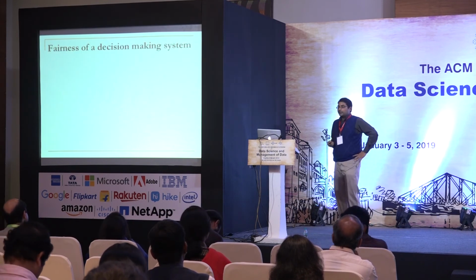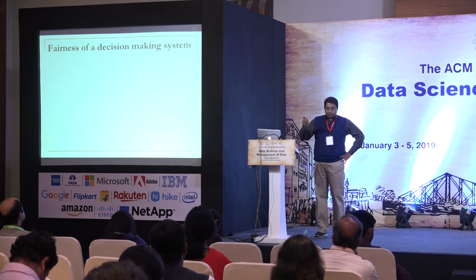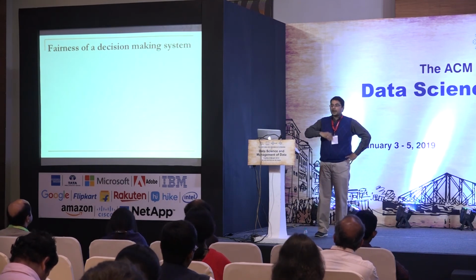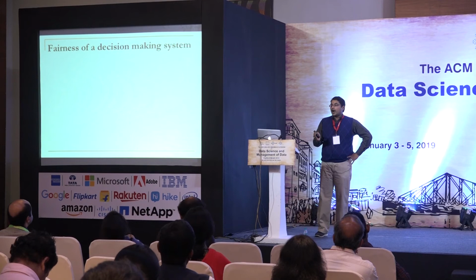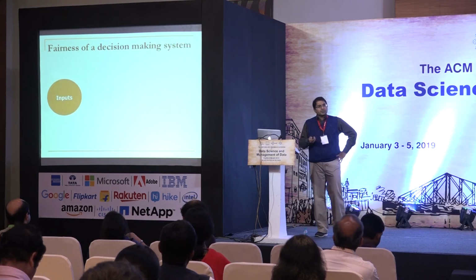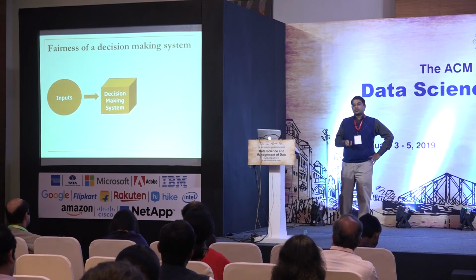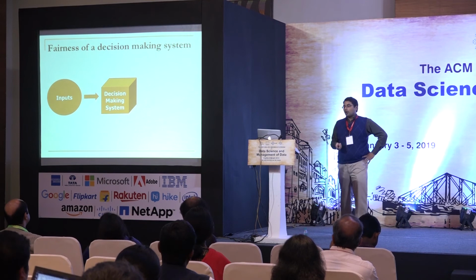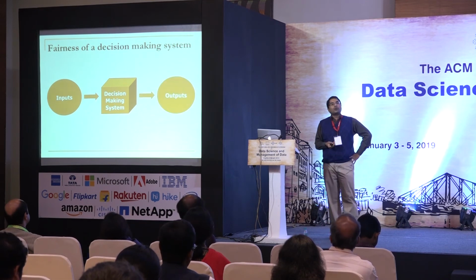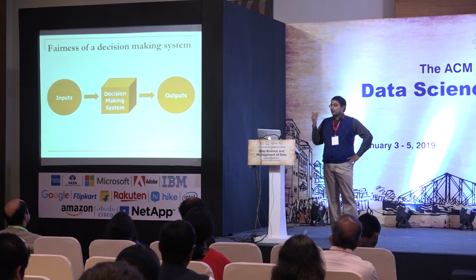So the problem came about when we did all this work, and then we started asking ourselves, how do we actually determine the fairness of a decision-making system? A decision-making system largely has three components. You have the inputs, and then you have the actual algorithm or the model that is working on the inputs and is producing the outputs. Now, how do you determine whether this decision-making system is fair or not?